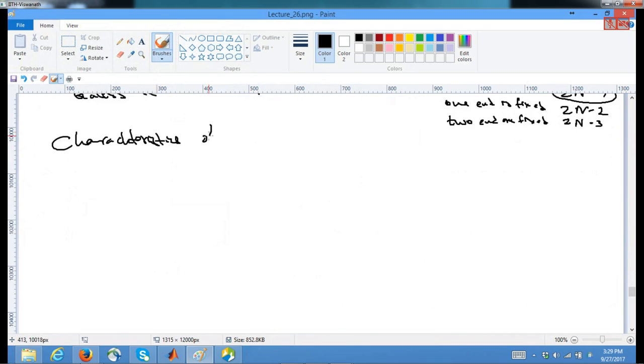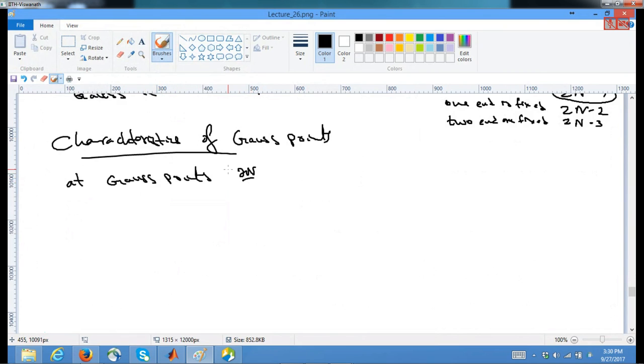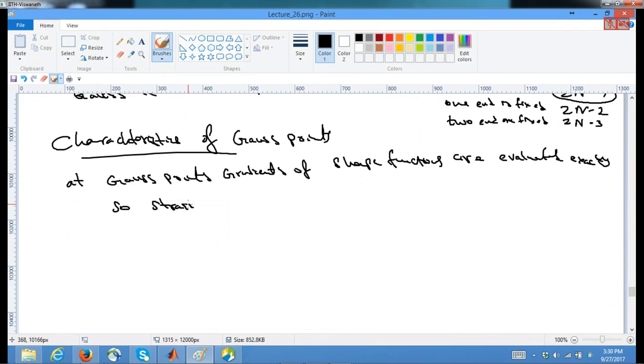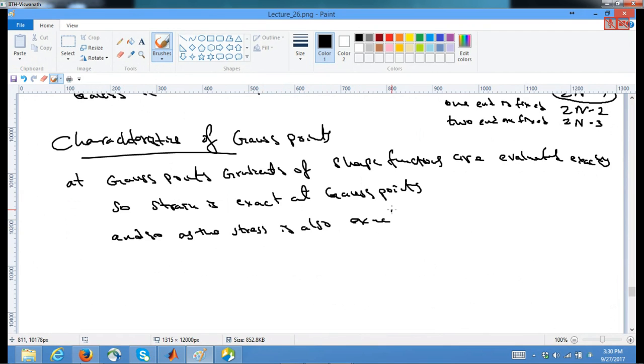Characteristics of Gauss points. At Gauss points, the gradient of the shape functions is evaluated exactly, so strain is exact at Gauss points, and so the stress is also exact at Gauss points. This is the important thing.